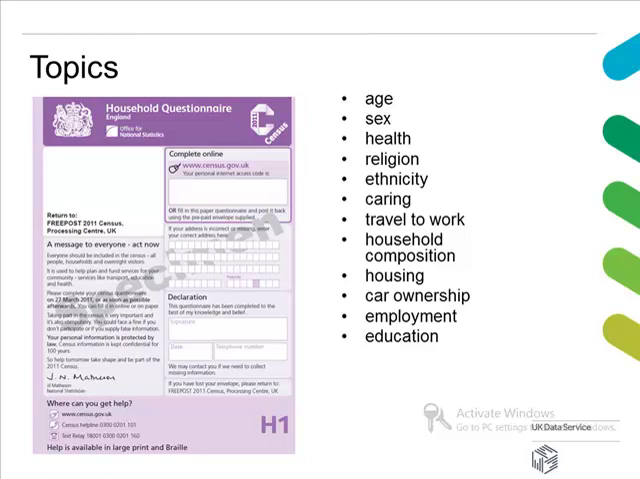So here's just a list of some of the topics. If you were here in 2011, you may have filled in this form yourself. Some that come up every single time are age and sex, and there are questions about health, but quite coarse ones. If you're in good health or bad health, that's very, very coarse. Religion, which is an optional question, or at least it has been the last couple of censuses. Ethnicity, and there are questions about caring, travel to work, car ownership, and all sorts of things. So it covers a wide range of topics.